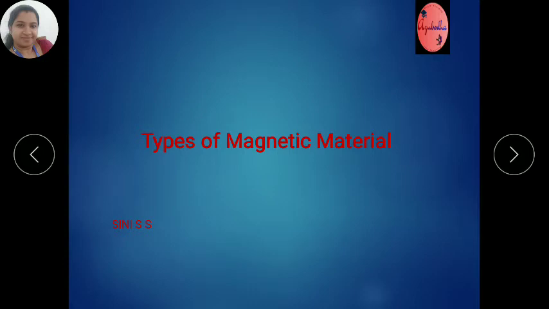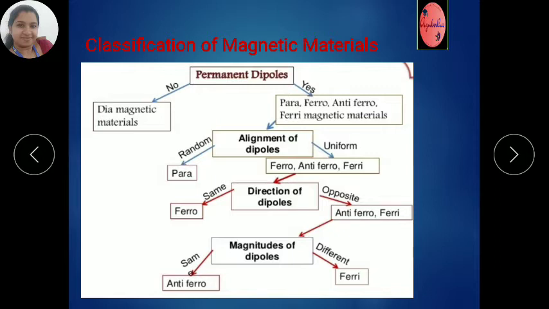Today's topic is types of magnetic material. So, classification of magnetic material based on permanent dipole. Permanent dipole means if a magnet has a north pole and a south pole, one pole is north and the other one is south. So, two poles are there. That is called a dipole.